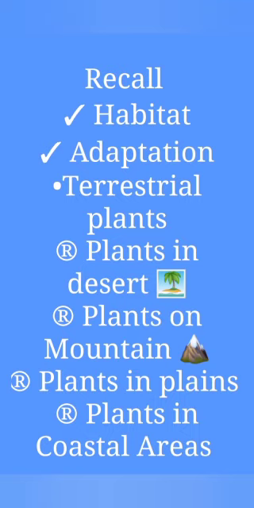So let us see terrestrial or land plants. Plants in desert. There are plants that grow in the desert region, where there is very little rainfall. Example, Opuntia, date palm and aloe vera. These plants grow only in the desert region. Plants on mountain. These plants grow in high altitude regions. For example, pine tree. These have very scaly leaves, and the trees are conical in shape.